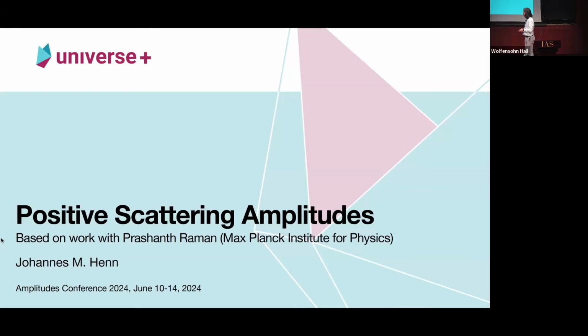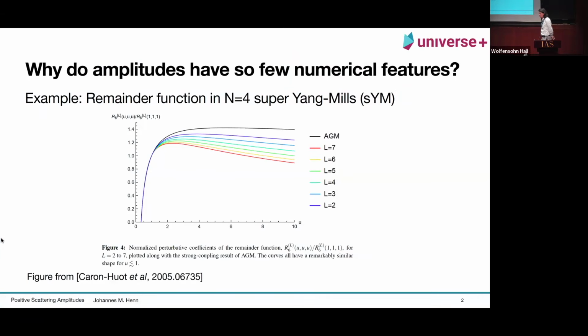So let's look at an example. This is a plot taken from a paper by Lance and collaborators, which is a single variable slice of the remainder function. A remainder function appears in 6-particle scattering in N=4 super Yang-Mills. It's generally a function of 3 variables, but here it's plotted along a single variable slice, the variable u.